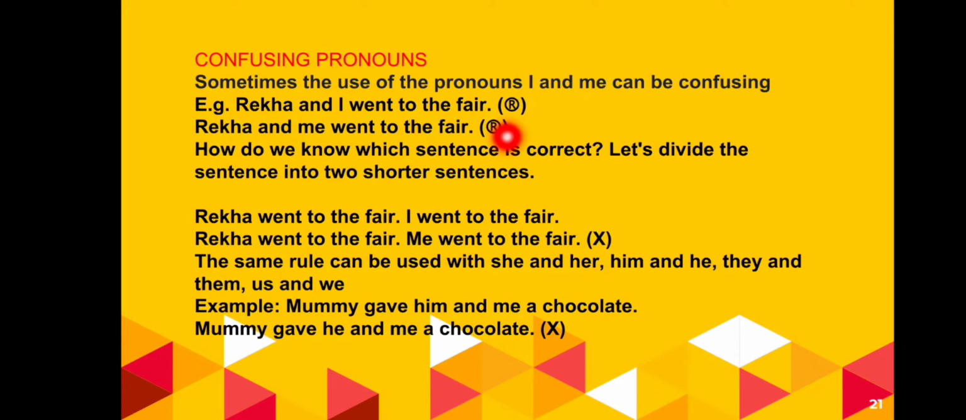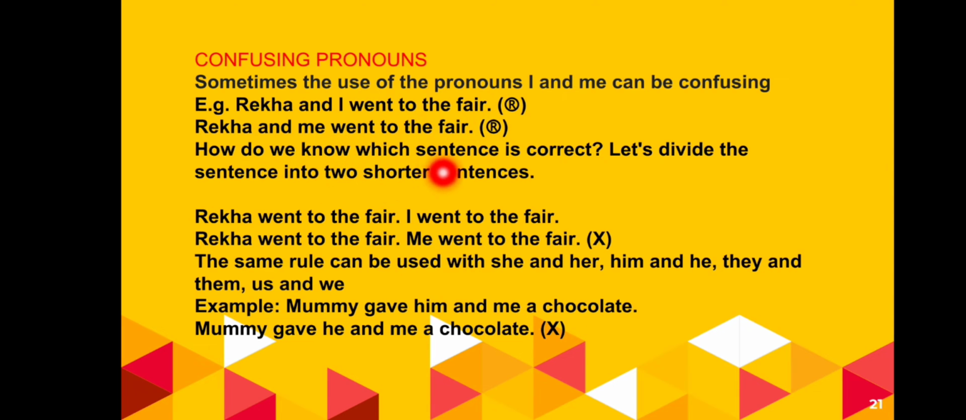Now let's start. What is a confusing pronoun? Sometimes the use of pronouns like I and me can be confusing, right? Sometimes we use the word I and me, but in a confused way. For example, Rega and I went to the fair. Rega and me went to the fair. We have more tendency to use the word me as an objective form, but the correct answer is the first one. Rega and I went to the fair.